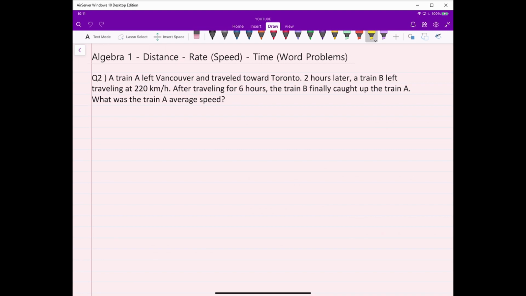Just like question number 1, we first need to draw the situation and also the formula triangle. So let's draw the situation first. Train A travels from Vancouver, and say the point on the right, C, is the place where train A is caught up by train B. The speed of train A was unknown, which we'll write as x km per hour, and the travel time for train A is 2 hours plus 6 hours, which is 8 hours in total.